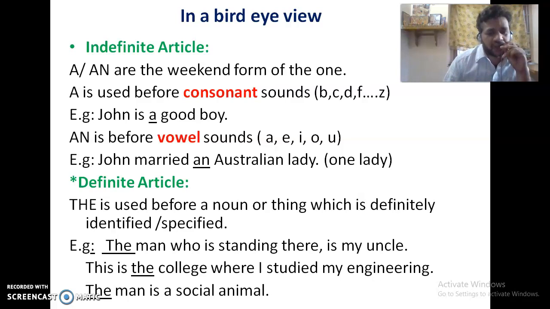This is the college where I studied my engineering. The college. The man is a social animal. The man. So when it is specific, clear, to the point, a very identified person or thing, we use the definite article the. In remaining cases, a or an: a before consonant sounds, an before vowel sounds. That is the basic picture, a recapitulation of what the definite article and indefinite article are. This is the overall view of the given slides, what we discussed previously in the slides.